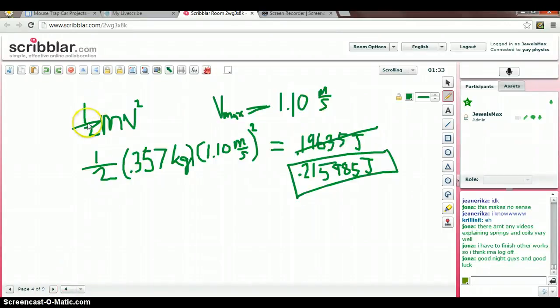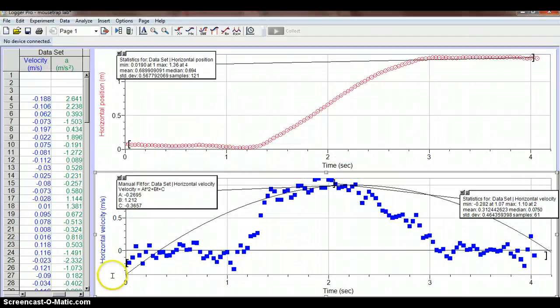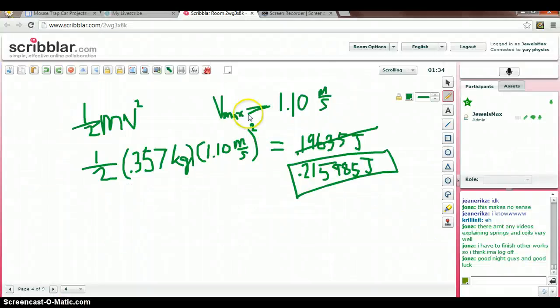And moving on to my maximum velocity and kinetic energy. The equation for kinetic energy is 1/2 mass times v squared. I found that my V max is 1.10 meters per second, and I did that by taking the statistics using Logger Pro of this area right here while it's speeding up. Earlier when I was writing this, I actually forgot the squared, so that's why I crossed this out and fixed this over here.